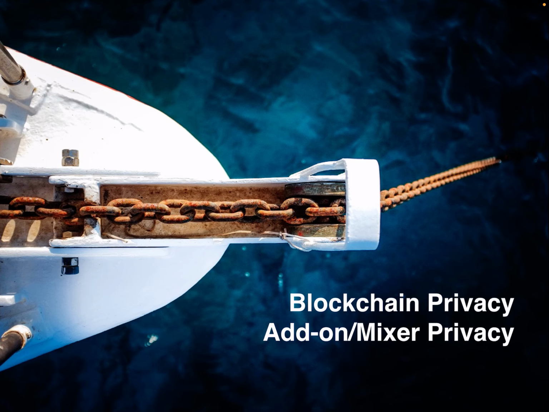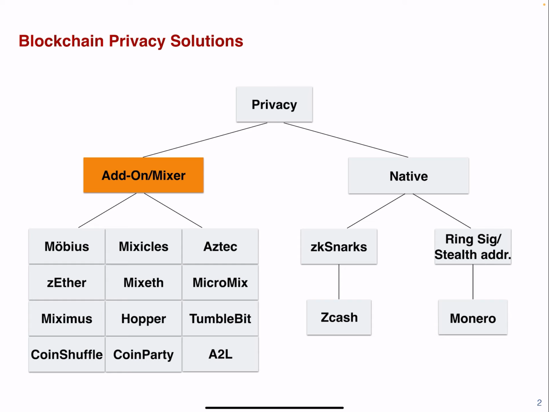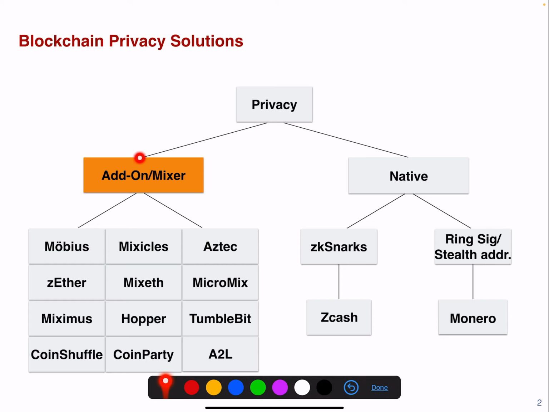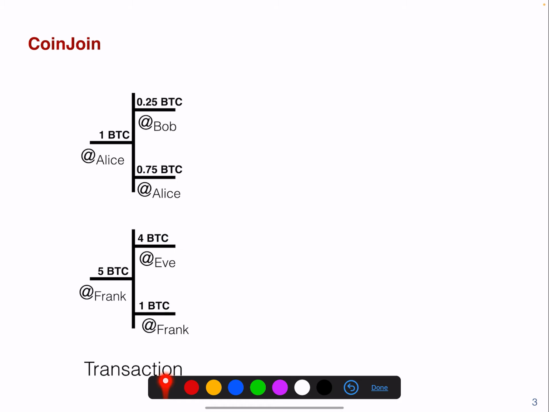So, blockchain privacy: add-on or mixer privacy. Remember our taxonomy: we have add-ons or mixers for privacy, or native privacy in the blockchain. Now let's look at just a few examples of potential mixers.